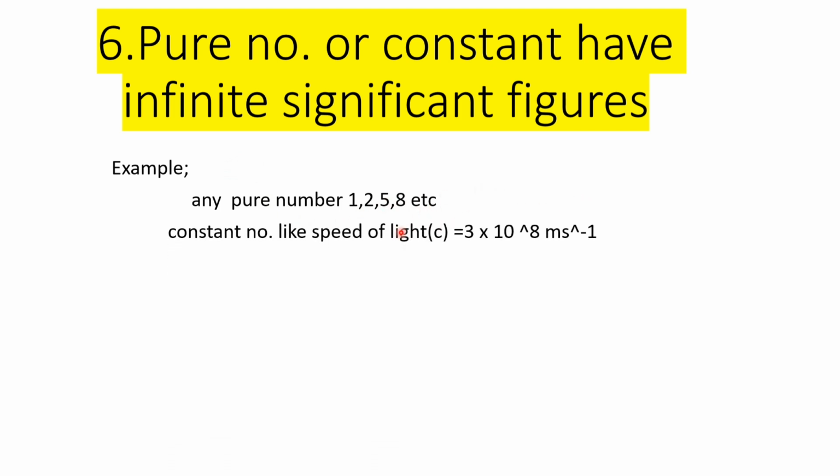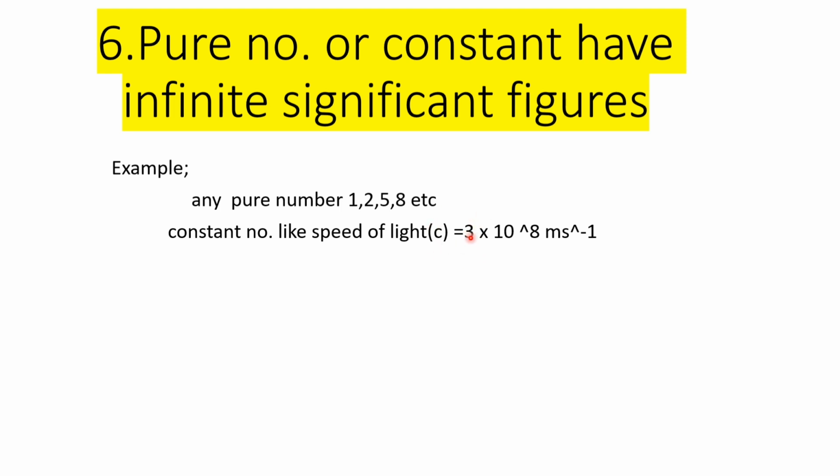Or you can consider a constant number like the speed of light. Speed of light, all of you know. The speed of light has how many significant figures? See, if you look at this number, it is 3 into 10 to the power 8. So you might think there is only one digit. But no, it is infinite significant figures. It is actually 2.99 something, right? So we have rounded up and we got this number 3, but this constant number has infinite significant figures.